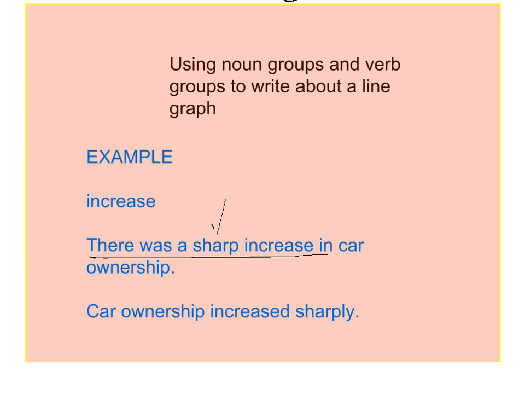Sharp is an adjective. Increase is a noun. A sharp increase is called a noun group.